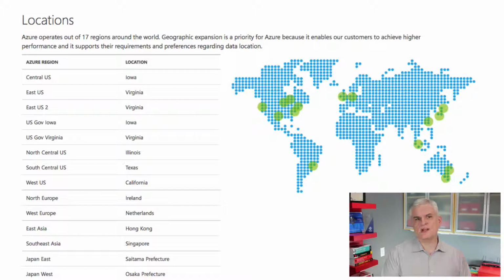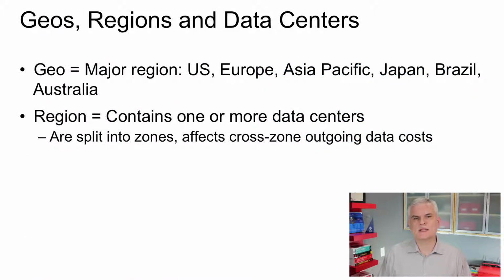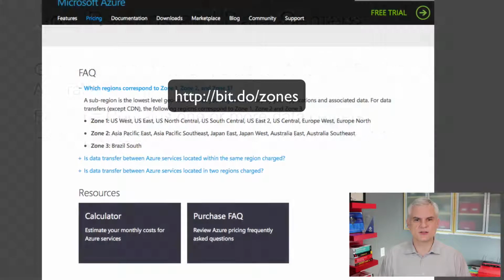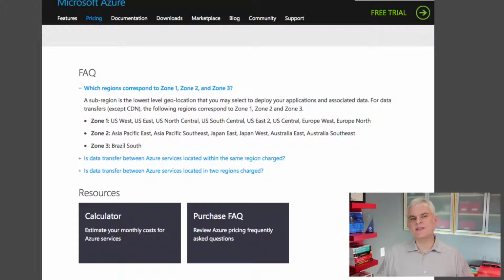And you'll see that there's also a third region in the state of Virginia as well, but it looks like it's exclusively used by the U.S. government. So furthermore, these regions are split or associated with zones. And so you can see on screen some of the zones there. There's 3 zones. And you might ask, well, why does all this matter?